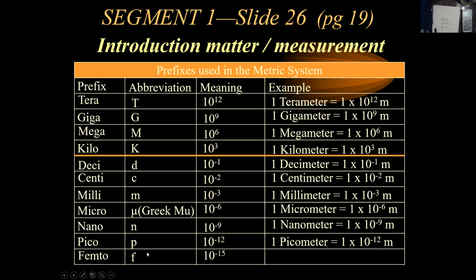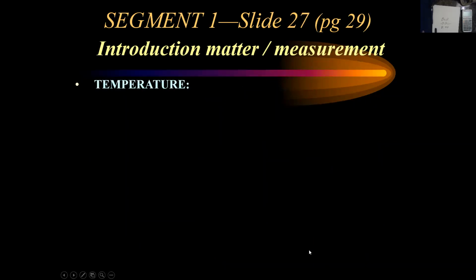And femto is F, and it's 10 to the minus 15th. And a femtometer is extremely, extremely tiny. That would be even smaller than atoms or fundamental particles like electrons and protons. We don't normally measure things that small in terms of diameters, femtometers. The only thing that I'm familiar that we do measure in femto is femtoseconds. We can measure time easily into femtoseconds. Now you do need to memorize both of those two tables.